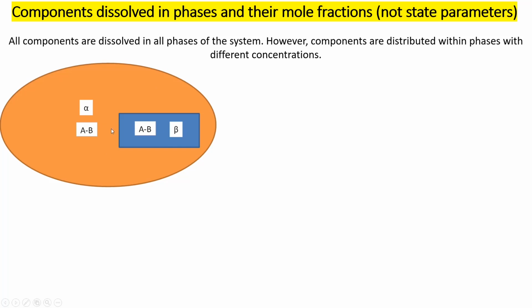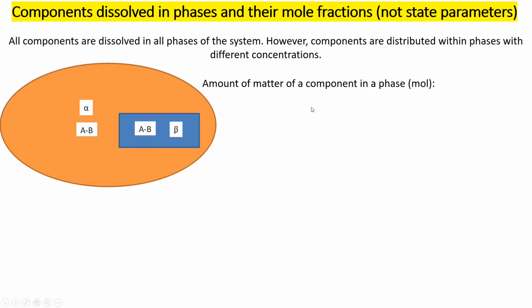But because the two phases alpha and beta have different structures, components A and B like or dislike the two different structures in different ways, and that is why the compositions of the two phases will usually be different. Meaning that the mole fraction of component A in alpha will be different from the mole fraction of component A in beta, and also different from the mole fraction of component A as average in the system. And of course the same is true for component B.